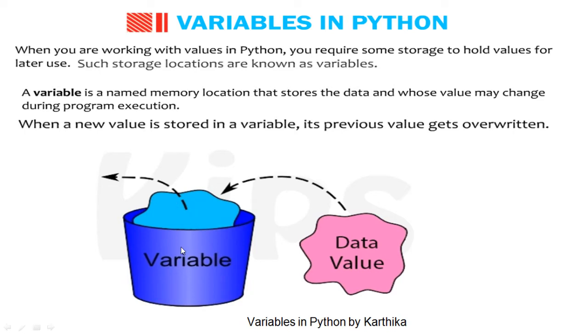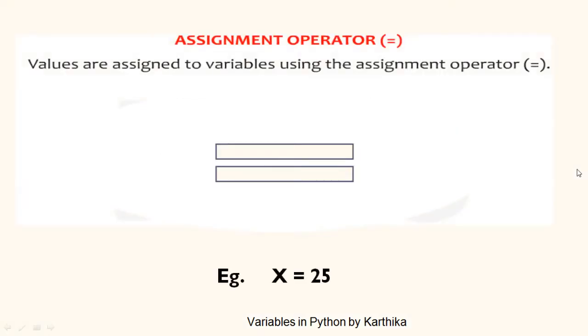First I have stored a value in this variable. Now I am adding one more value. So what will happen? The old value will be removed from that storage location and the new value will be stored in the place of the variable. This is how a variable works in Python.